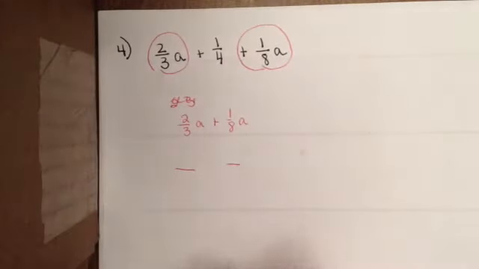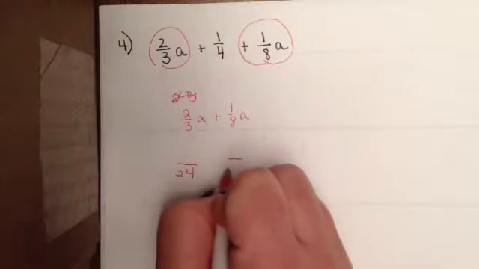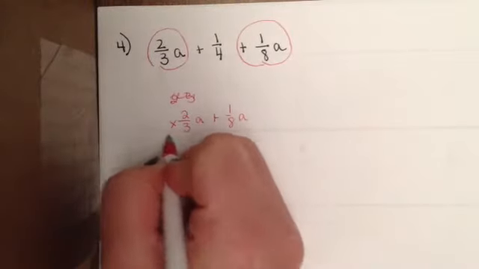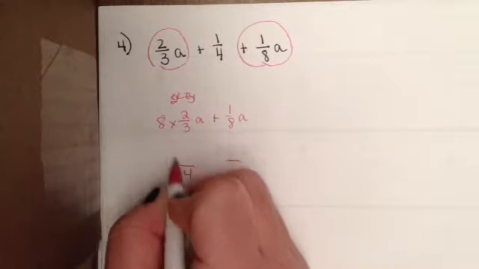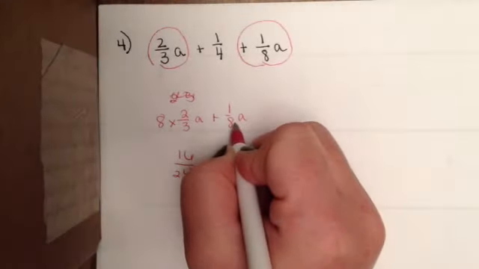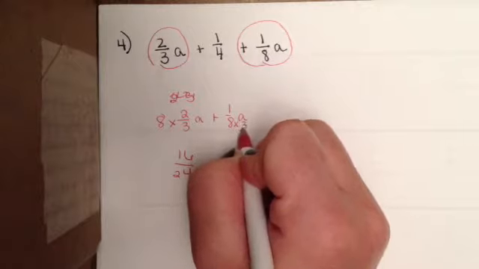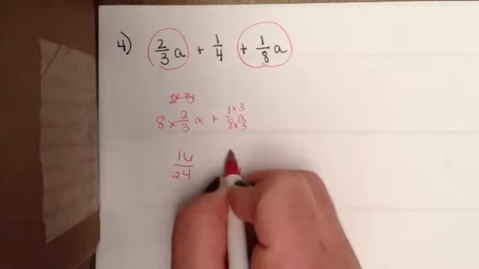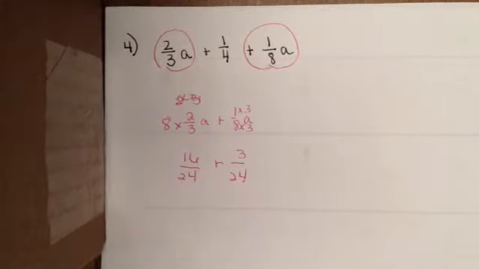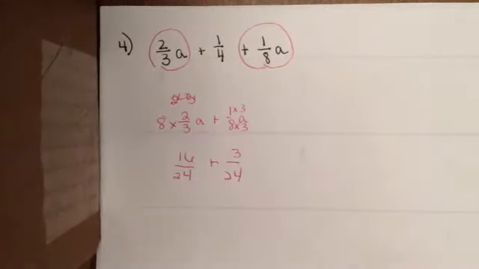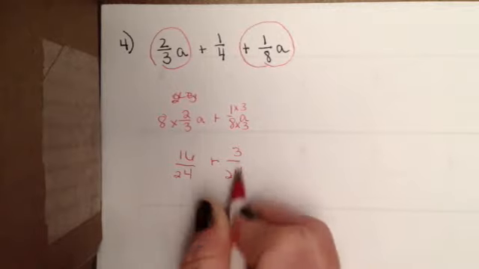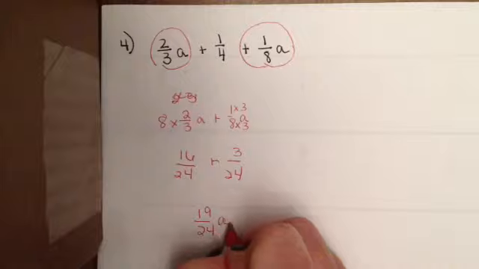So 3 and 8, our match is 24. What do we multiply 3 by to get 24? 8. So 2 times 8 is 16. Nice job. On this side, how do we make 8 a 24? Times by 3. So what do we get on top? So our fraction pieces become 16 over 24 plus 3 over 24. If I add those together, we get 19 over 24 A. 19/24 A.